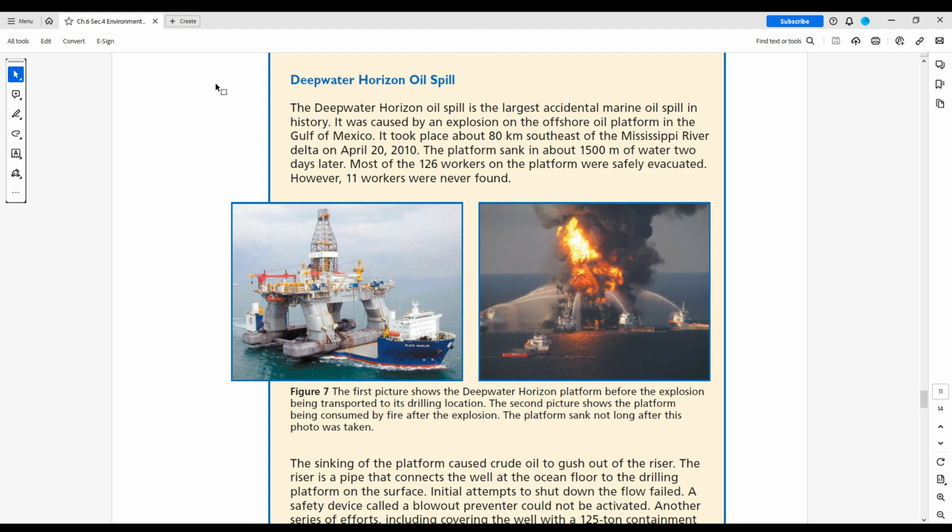The platform sank in about 1,500 meters of water 2 days later. Most of the 126 workers on the platform were safely evacuated. However, 11 workers were never found.